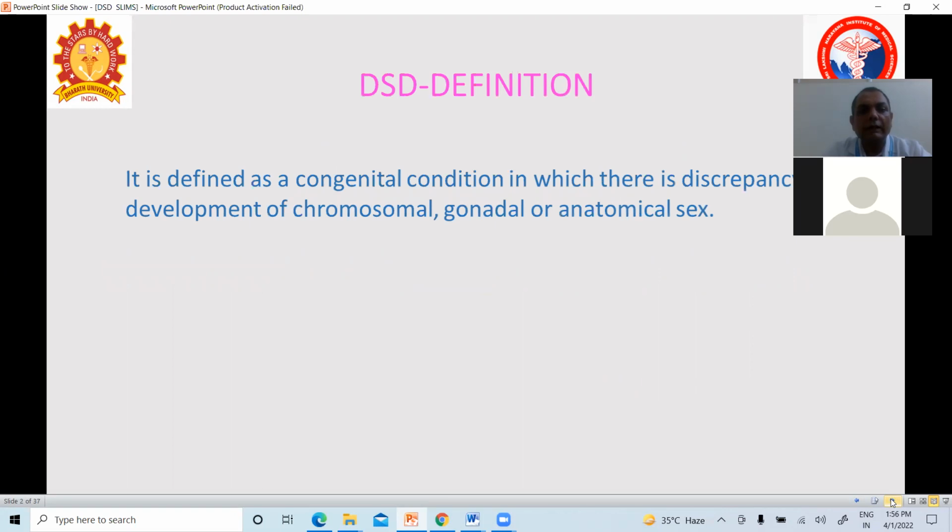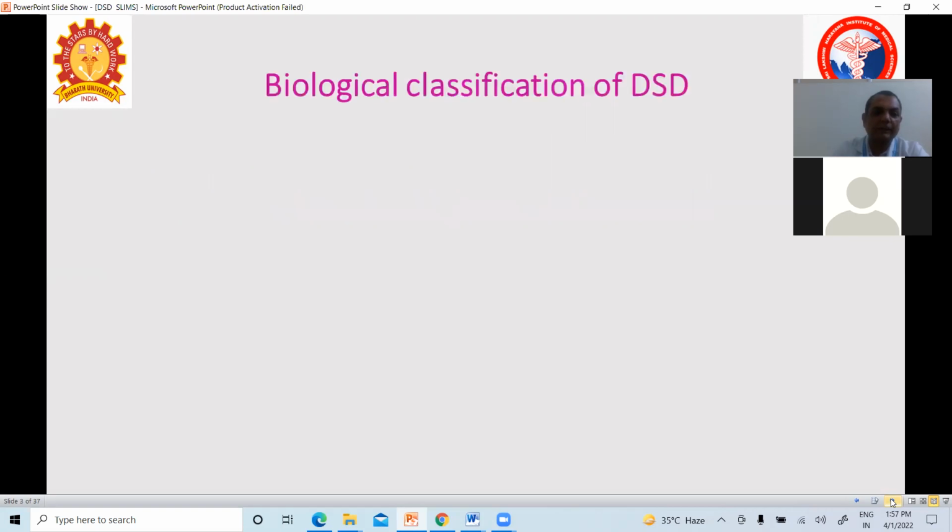So DSD is defined as a congenital condition in which there is a discrepancy between chromosomal, gonadal, and anatomical sex. Whenever you are seeing a discrepancy, if a person is looking like male and his or her chromosome composition is female, like 46XX is female, and he is looking like male, then it's a disorder of sexual differentiation. If you are seeing the genitalia of the baby and you are not able to make out whether the genitalia is male or female, then you can say that it is DSD, disorders of sexual differentiation.